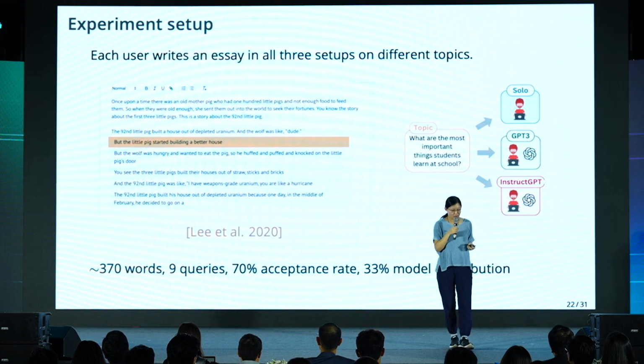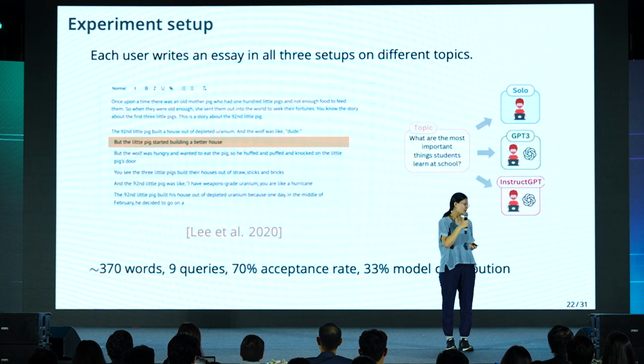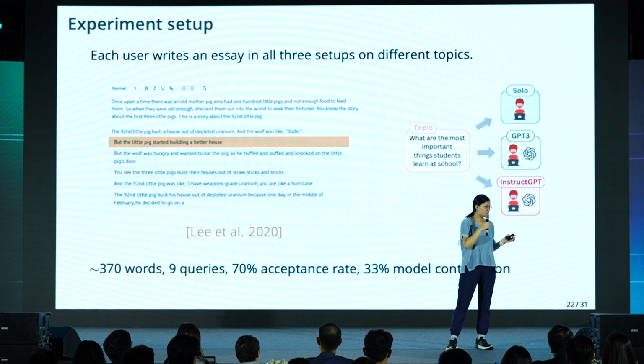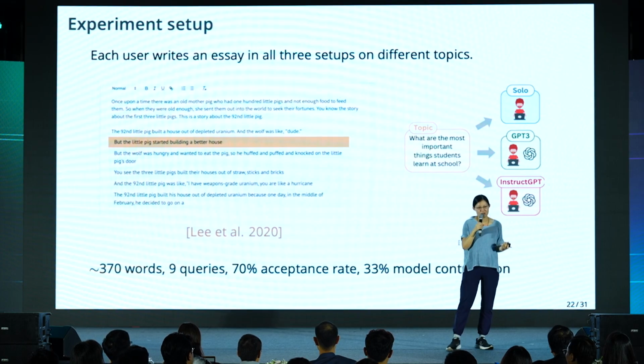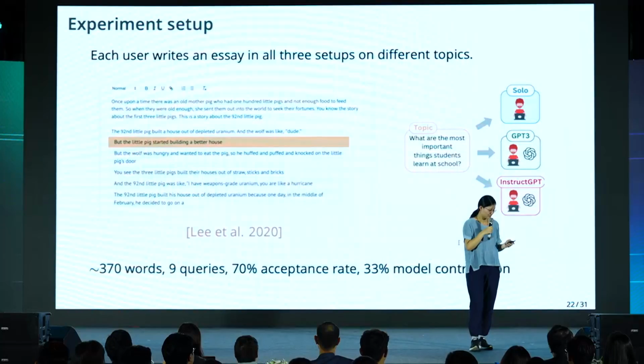And we were able to get reasonable interaction between the user and the model. In particular, for each essay, which is around 400 words, people query the model about 9 times. And the model suggestions are accepted about 70% of the time. And if you look at the final completed essay, about a third of the text is contributed by the model.